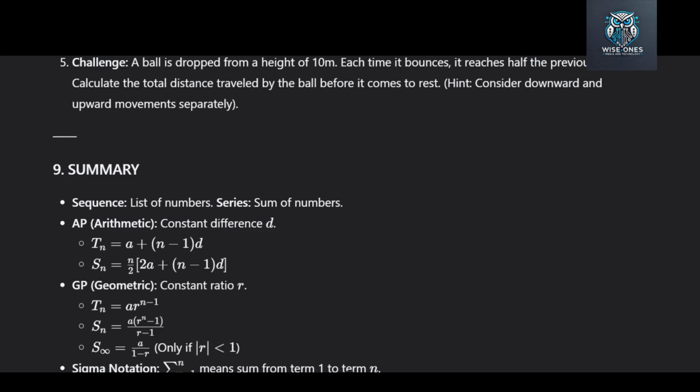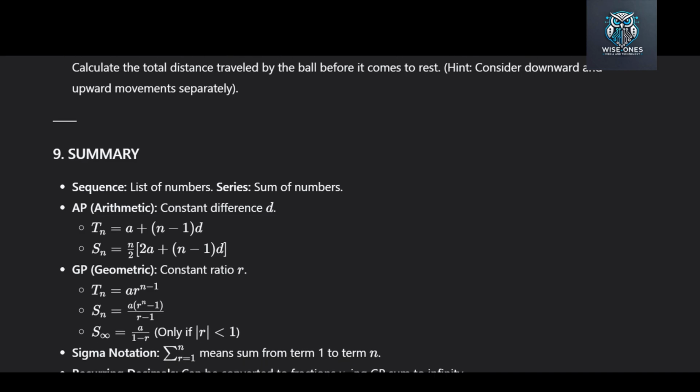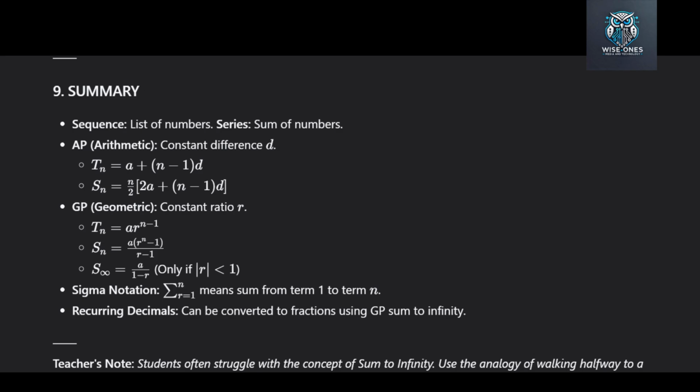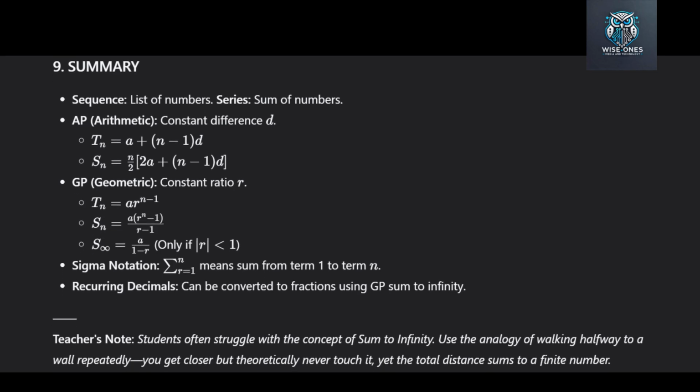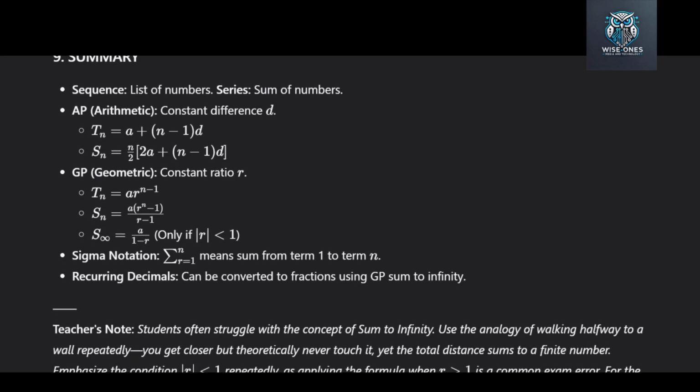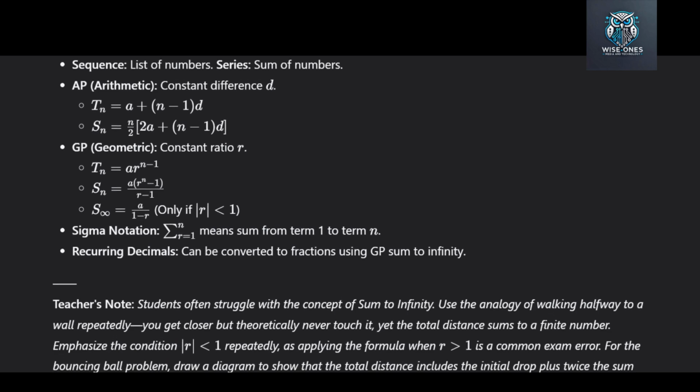Section 9. A sequence is a list of numbers. A series is the sum of numbers. Arithmetic progression has a constant difference d. The nth term is a plus open bracket n minus 1 close bracket d. The sum is n over 2 times open bracket 2a plus open bracket n minus 1 close bracket d close bracket.